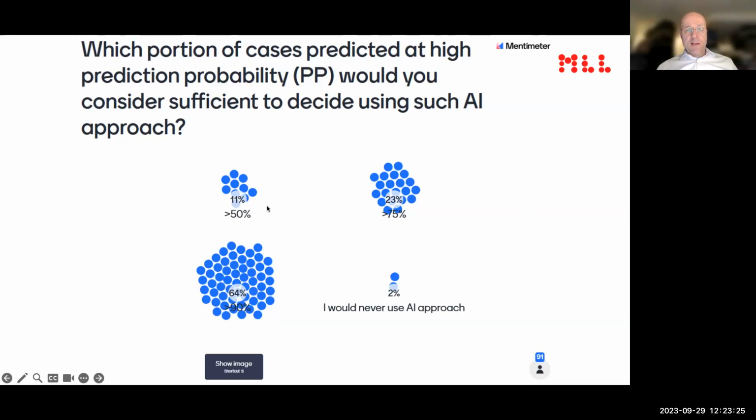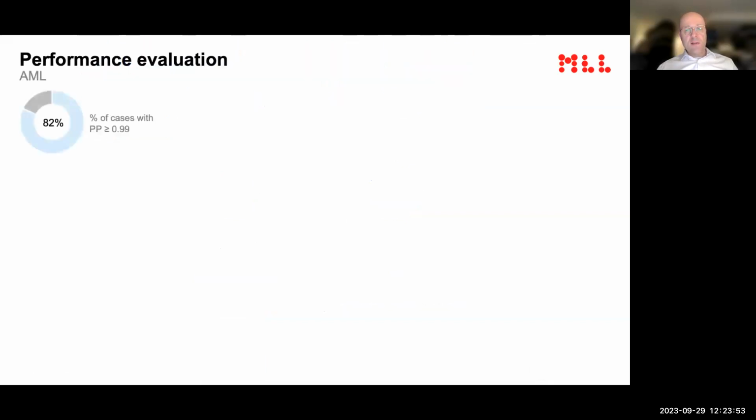So I would have rated, for me, it would be very worthwhile to have 50% of cases predicted by an automated approach, which would reduce the amount of needing manual evaluation to half, which would be a significant step forward. But this for sure demonstrates the reluctance so far to really use such systems.